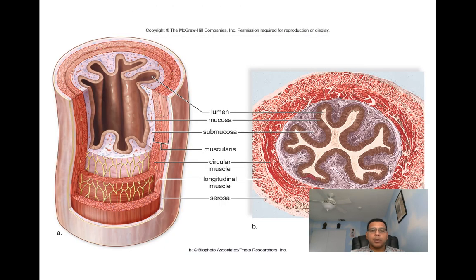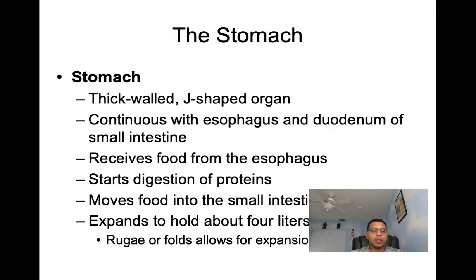All right, next then let's move to the stomach. Let's talk about the stomach. The stomach is going to be a thick-walled, J-shaped organ that's going to be found lying on the left side of the abdominal cavity next to the liver and below the diaphragm. The stomach is going to be continuous with the esophagus on its superior aspect, and then we can see on the inferior aspect it's going to be continuous with the duodenum of the small intestine.